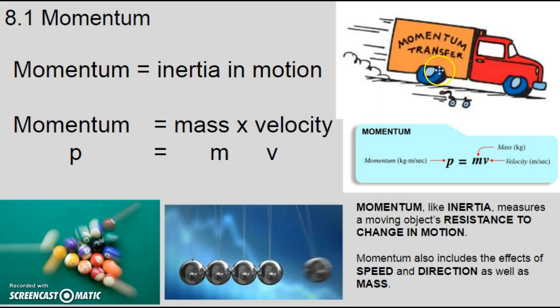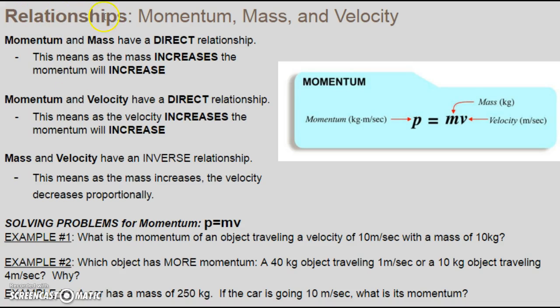So this truck traveling down this hill is speeding up. Therefore, it is gaining momentum as a result of increasing its velocity. So I can look at relationships of momentum, mass, and velocity. Momentum and mass have a direct relationship. If I increase the mass, the momentum will increase as well. Now we're assuming we keep velocity constant.